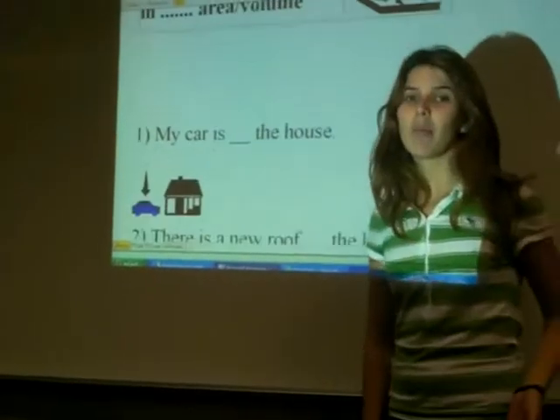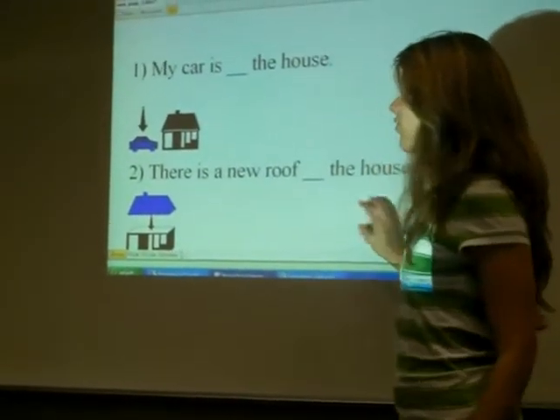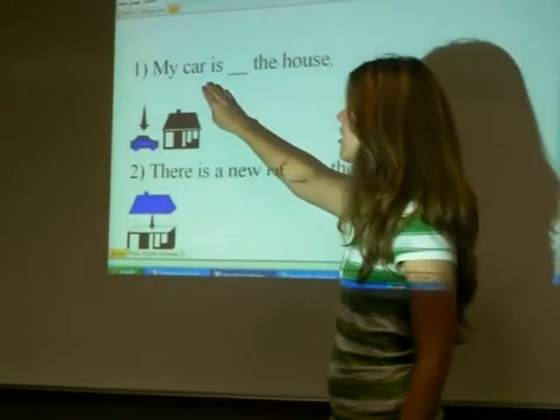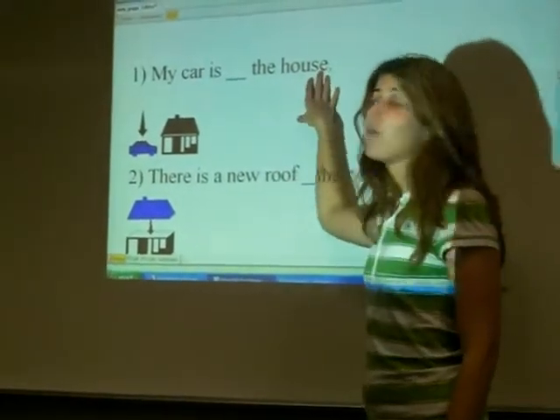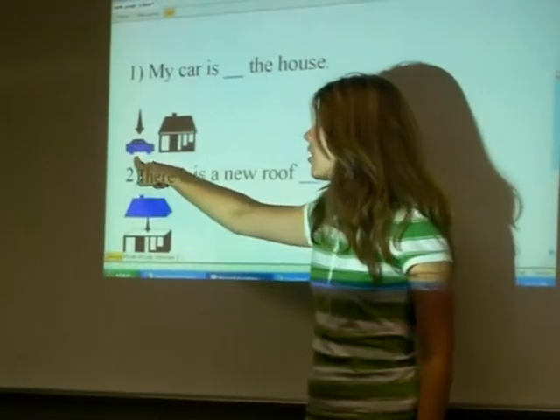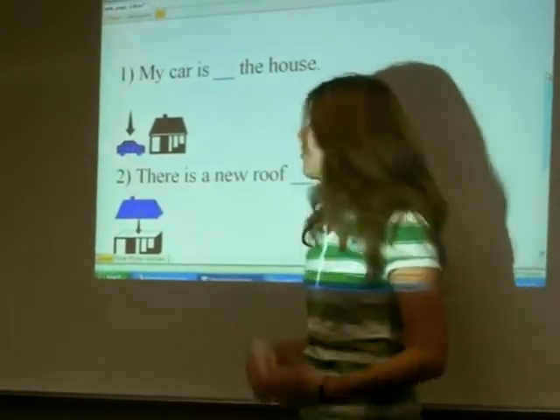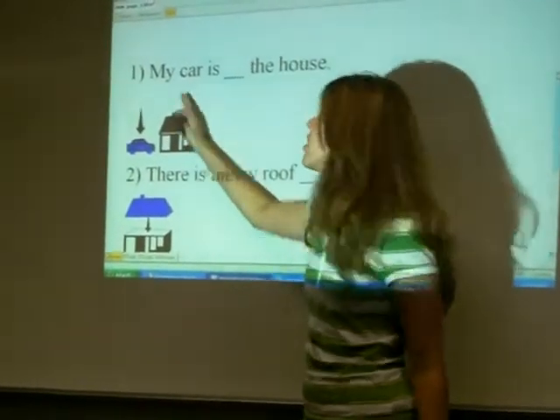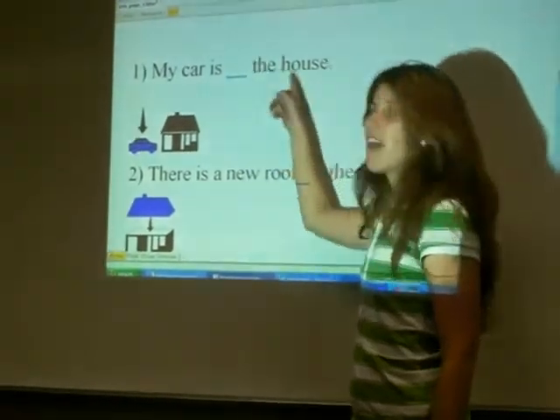And we have two examples to show how to use it. The first example says, my car is blank the house. Here we can see the car is in a specific point in relation with the house. So this will be, my car is at the house.